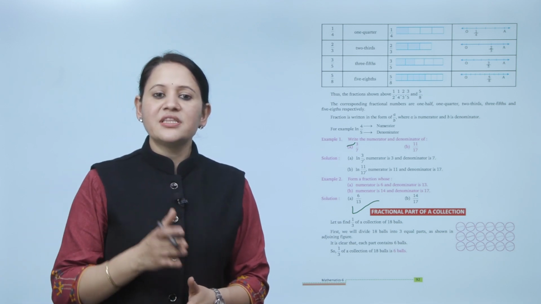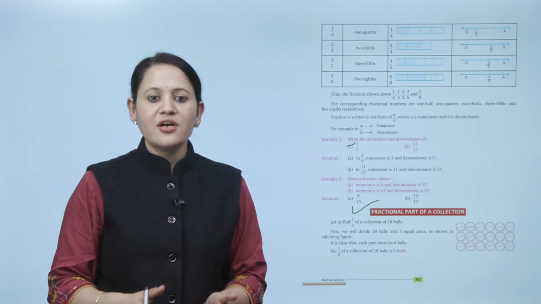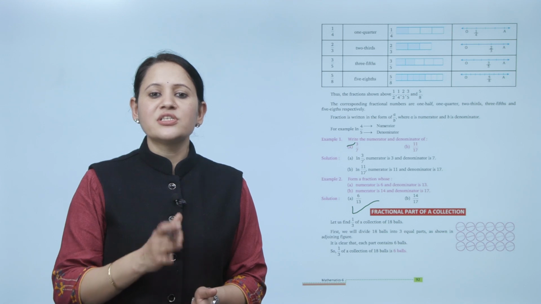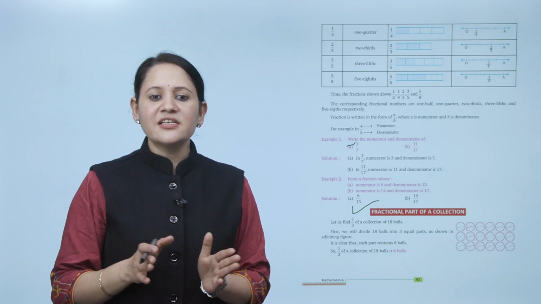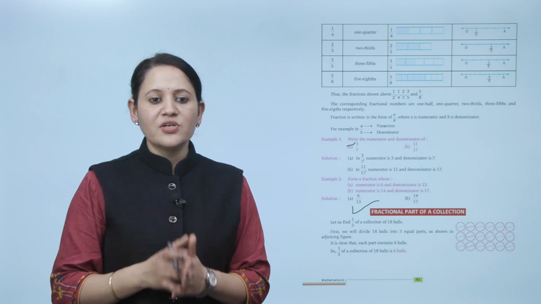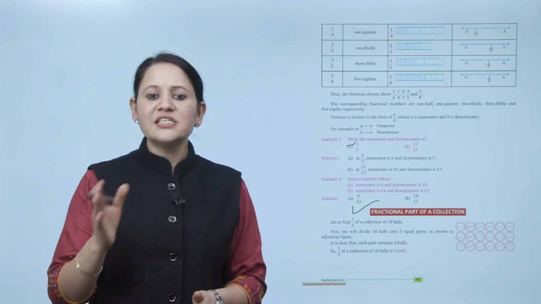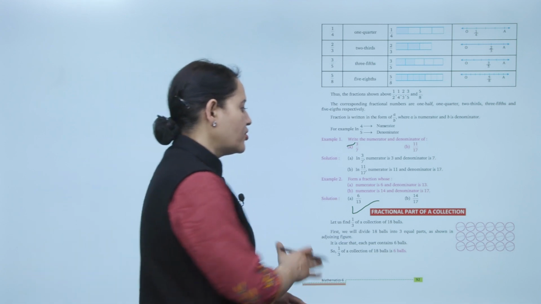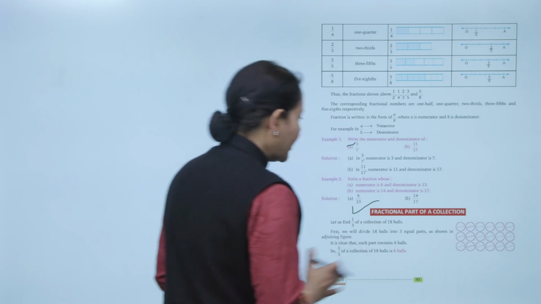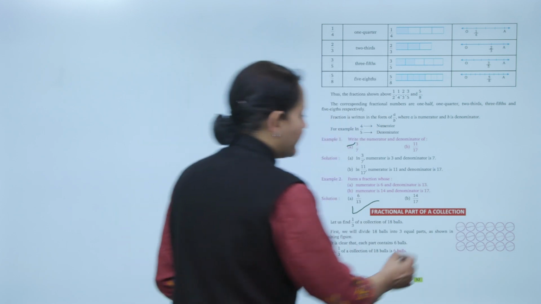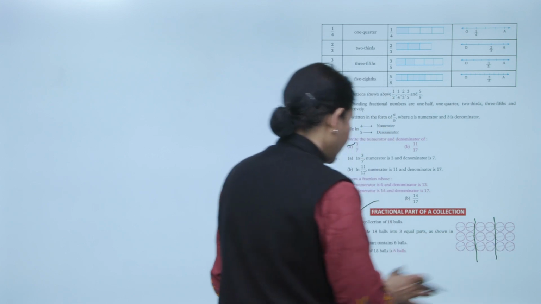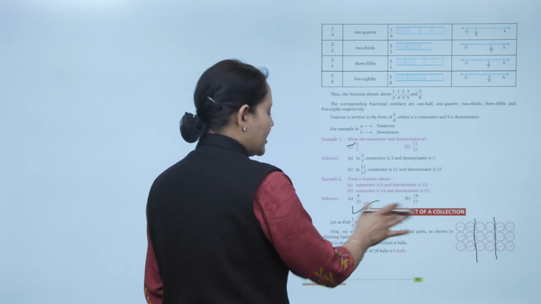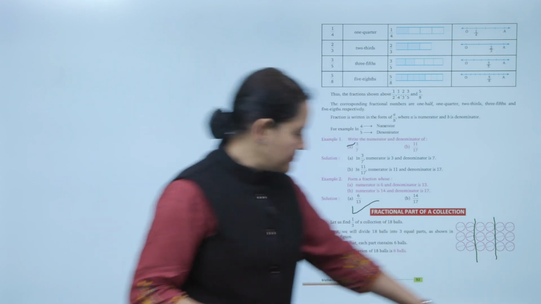Let us find 1 by 3 of the collection of 18 balls. First, we'll divide 18 balls into 3 equal parts as shown in the adjoining figure. It is clear that each part contains 6 balls. So 1 by 3 of the collection of 18 is 6 balls. So what we'll do? Total 18 balls. We'll divide into 3 equal parts. 1, 2 and 3. So 1 by 3 of 18 is equal to 6.